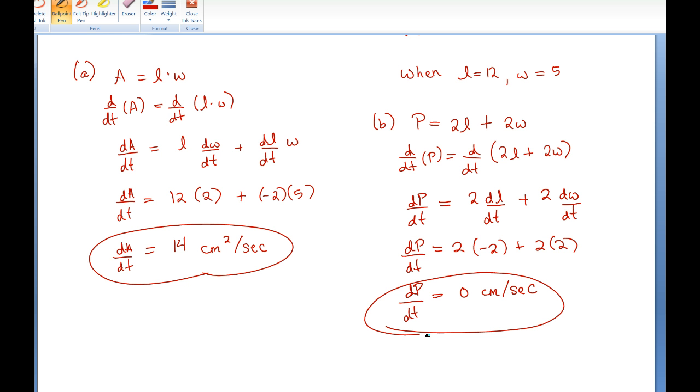So what do you think? If the length was changing at -3 and the width at +2, how do you think the perimeter is going to change? Negative 2 centimeters per second. So it would be negative. Yeah, so it just depends on whether they cancel each other out or not.